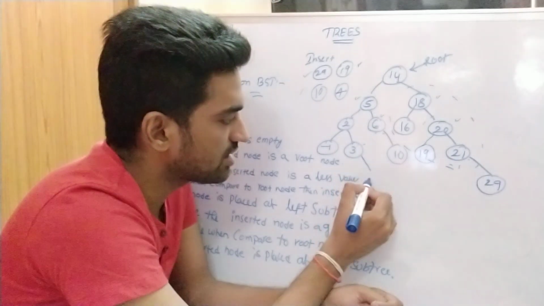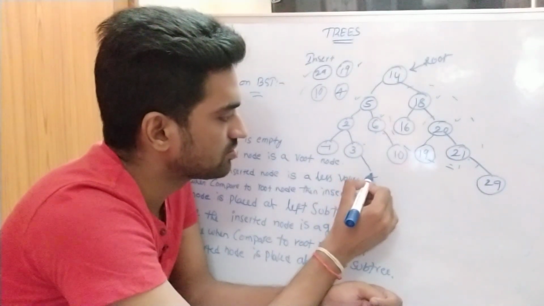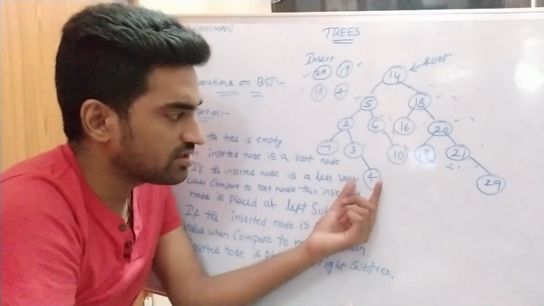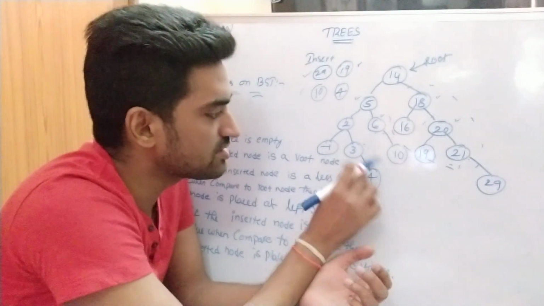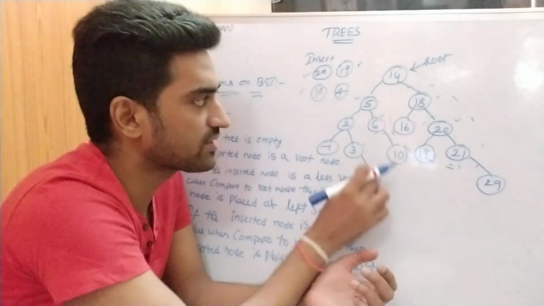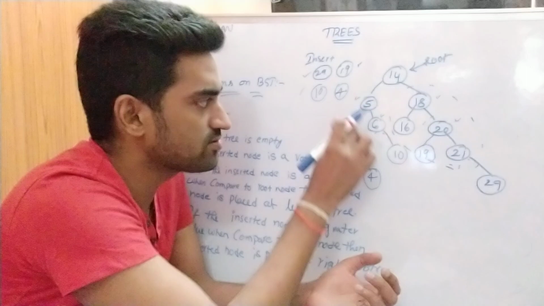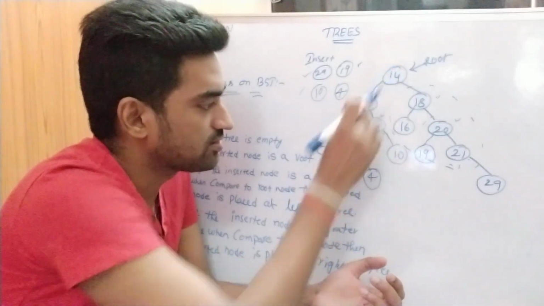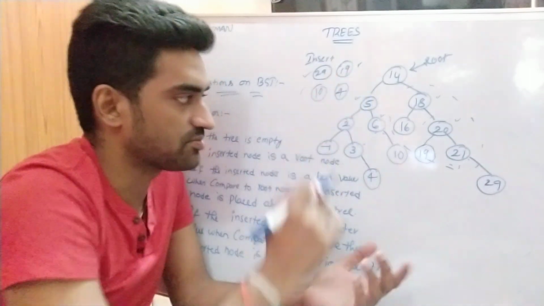So here I am placing node 4. When compared to 3, this is greater value, rightmost position. When compared to 2, this is greater value, rightmost position. When compared to 5, this is less value, so that's why left subtree. When compared to 14, this is less value. We can place it in the left subtree.